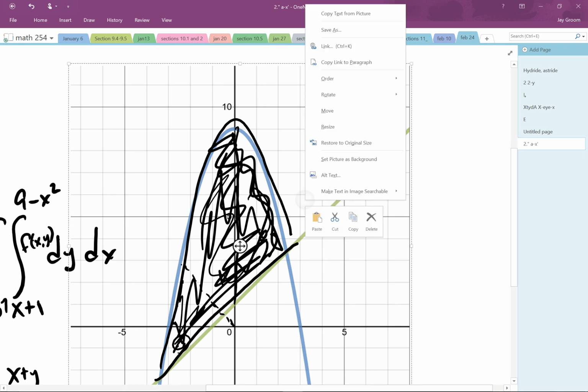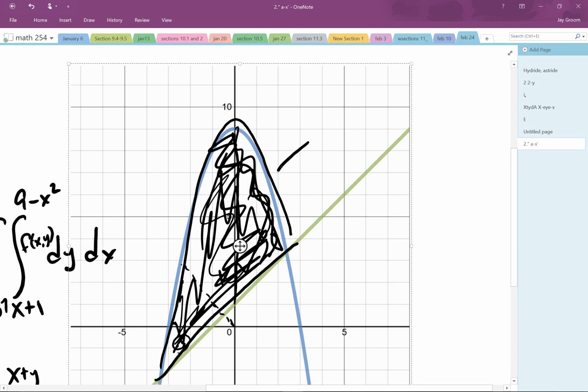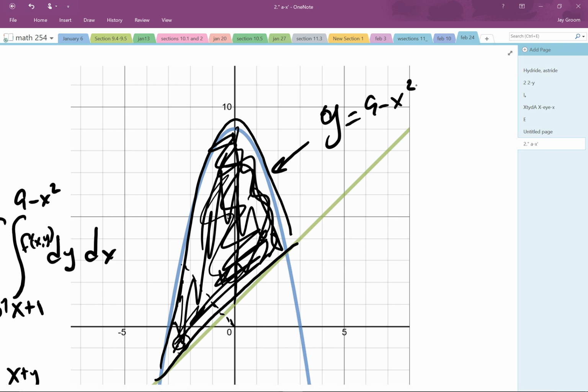Now, check it out. This function over here could also be thought of as what? Because right now it's y equals 9 minus x squared. But how else could it be written? Yeah. So let's play some musical chairs. So x squared is equal to 9 minus y. And then, of course, x is equal to, wait for it, plus or minus the square root of 9 minus y.